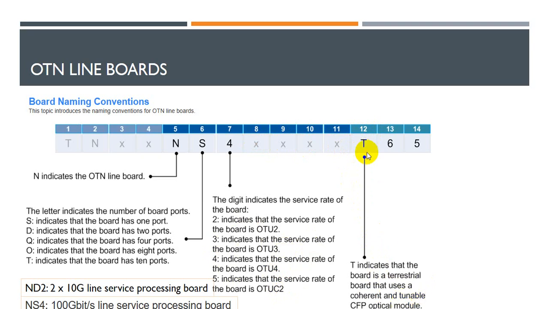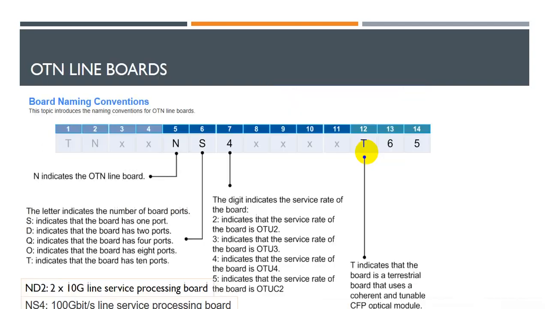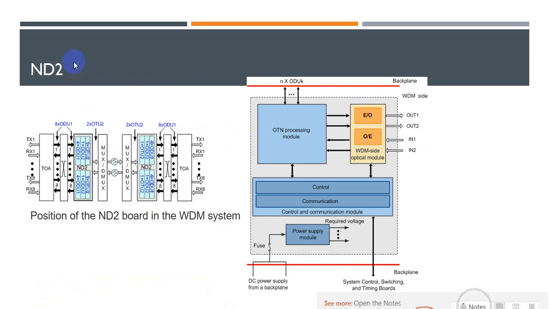Tunable board means you can put a different channel on it; you can tune it by configuring it from the NMS. You can make use of it as any frequency transport unit. One of the boards in that line board series is ND2. This is one example. N is line card, D is dual port, 2 is OTU2, so this is a 10G dual port, meaning a 2 10G line board, as per the nomenclature.